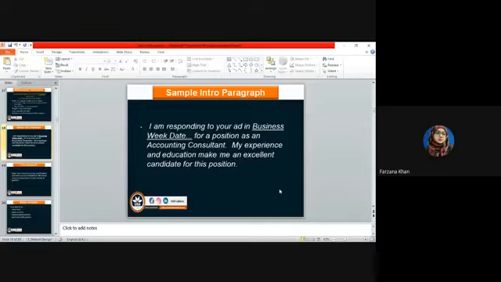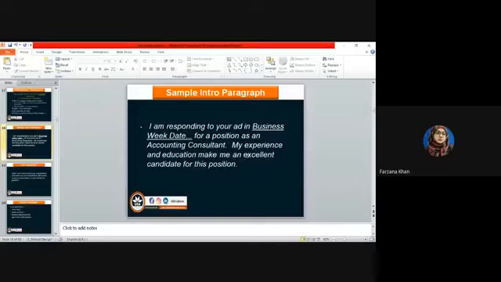So here is the sample of the introductory paragraph. I have given here only two sentences, but you can go for a three, four or five sentence paragraph. So here you can see: I'm responding to your ad in Business Week dated, for a position as an accounting consultant. My experience and education make me an excellent candidate for this position.